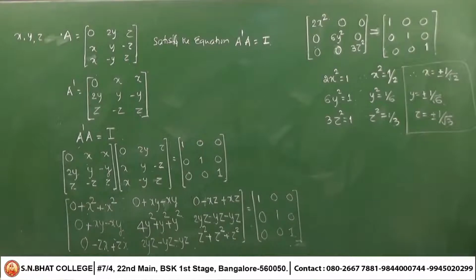x is plus or minus 1 by root 2. y is plus or minus 1 by root 6. z is plus or minus 1 by root 3. The question is, find the values of x, y, z.